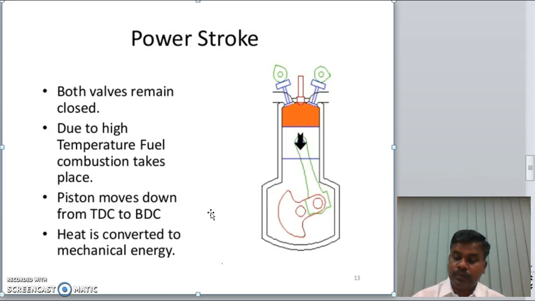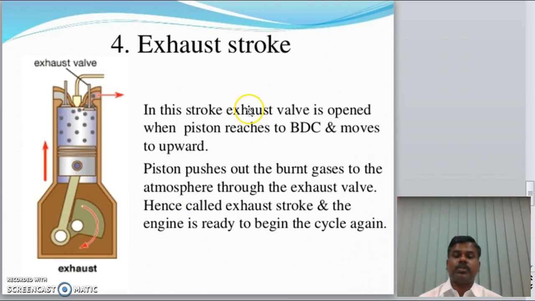Next, the last stroke is the exhaust stroke. As we know, after the combustion you will have exhaust products: exhaust gas, carbon dioxide, carbon monoxide, sulfur dioxide, nitrous oxide, unburned hydrocarbons. All these will be present inside the cylinder and have to be pushed out. Now the exhaust valve opens and the piston moves from bottom dead center to top dead center, thereby pushing out the exhaust gas present inside the cylinder.